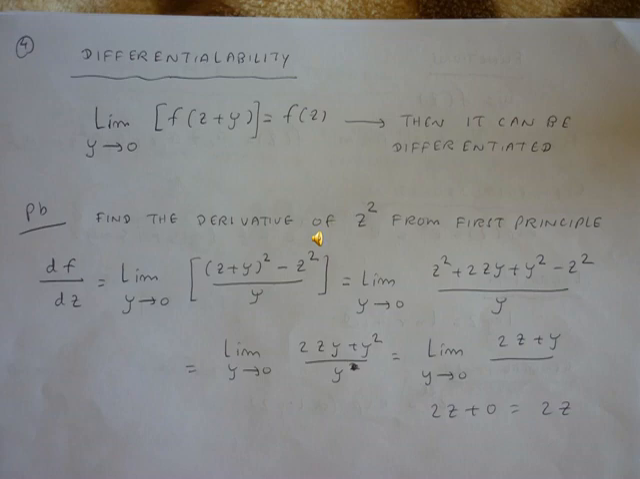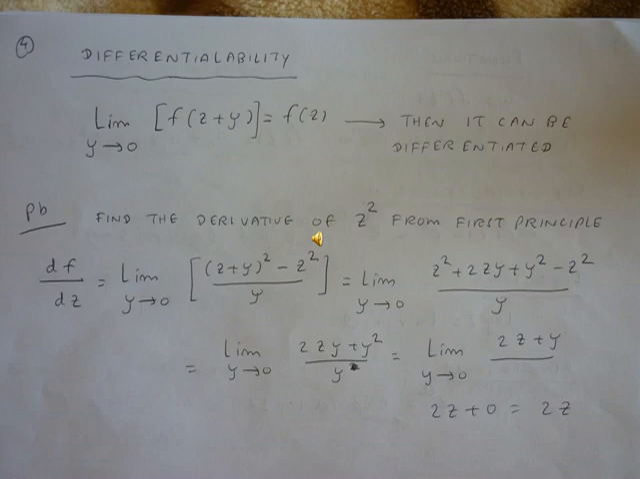The problem asks: find the derivative of z squared from the first principle. So the rate of change of z squared, the derivative, has to be determined. We write down the equation df/dz equal to the limit as y approaches 0 of (z+y) the whole squared minus z squared, divided by y.